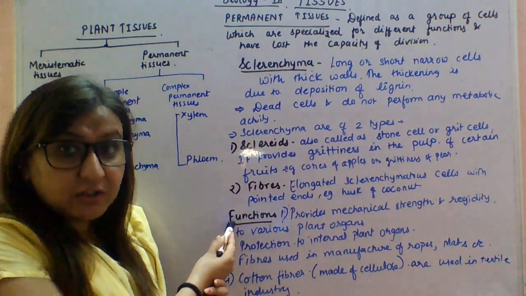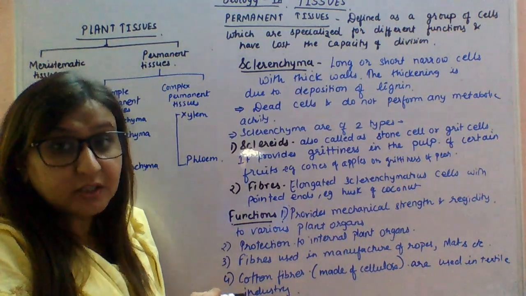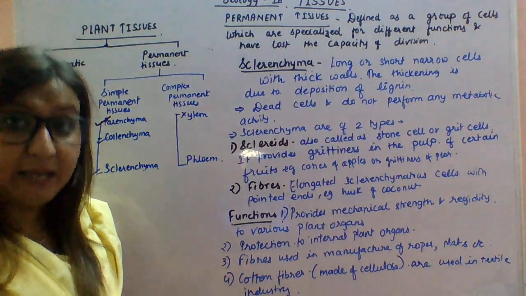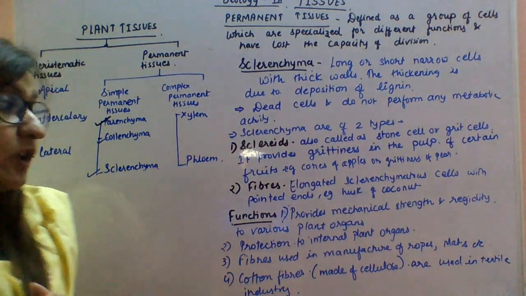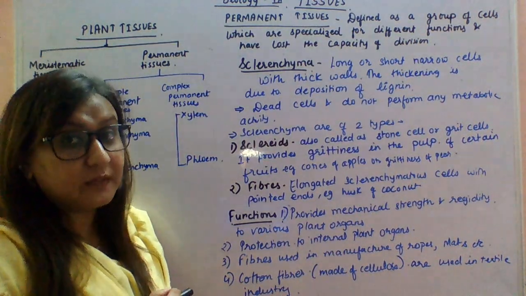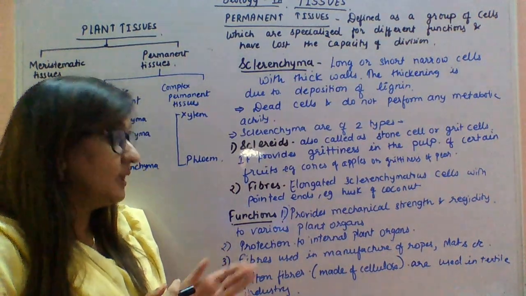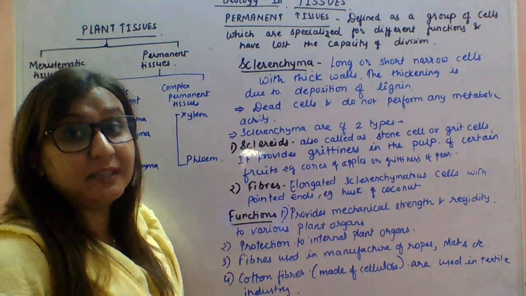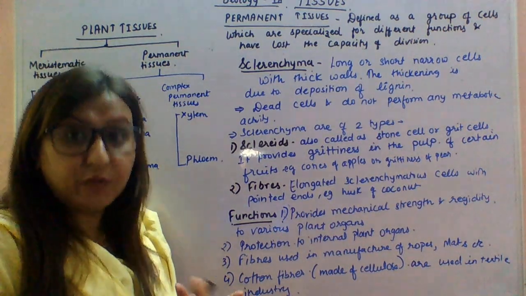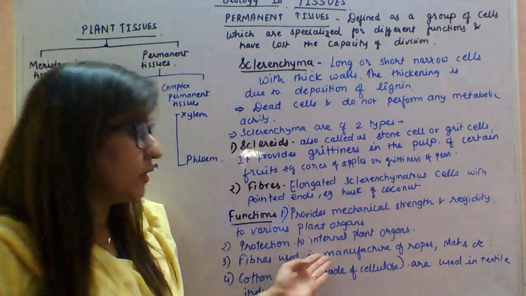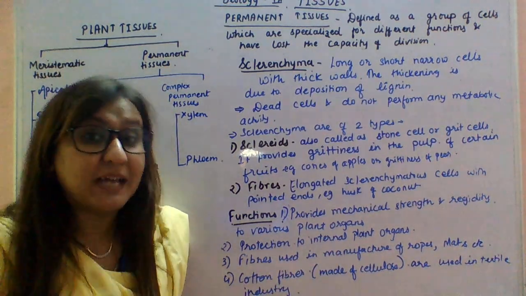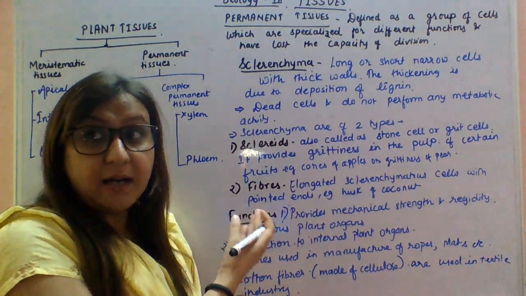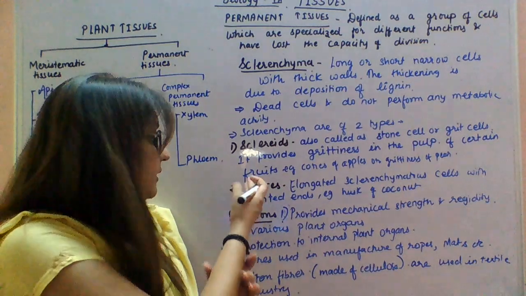Now, what are the functions of sclerenchymatous tissue? It provides mechanical strength and rigidity to the various plant organs, and it also helps in the protection of the internal parts of the plant. Now we will look at the different fibers which are helpful in different types of manufacture, like the fibers used in the manufacture of ropes and mats. Ropes and mats can be prepared with the help of these fibers.